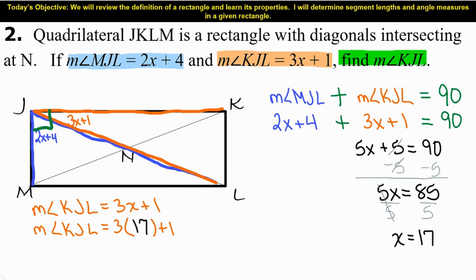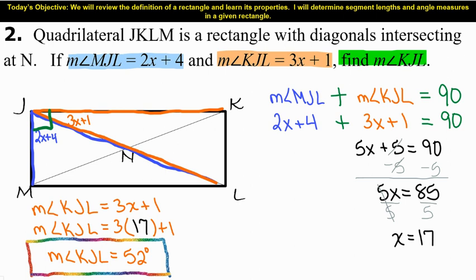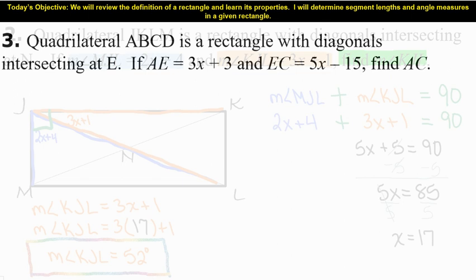What is 3 times 17 plus 1? 52. 52 degrees. If I were to plug the 17 into the blue angle, how many degrees should I get? I should get 38, right? So if I do 2 times 17, that's 34. And 34 plus 4 is 38. So again, that's another way we can check our value for x and feel confident that we have the right answer. It's always nice if you can do something to make yourself feel a little bit more confident, especially in math. Okay? All right, number 3.